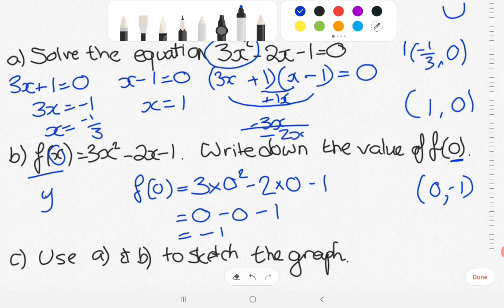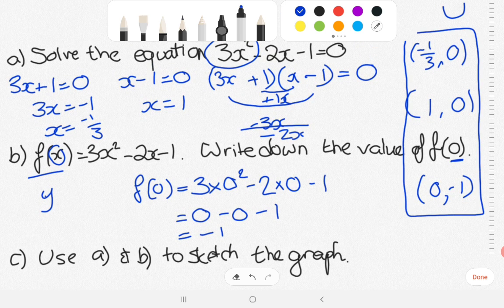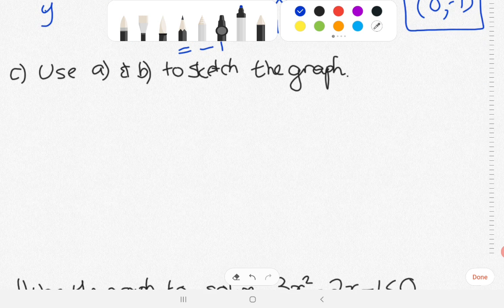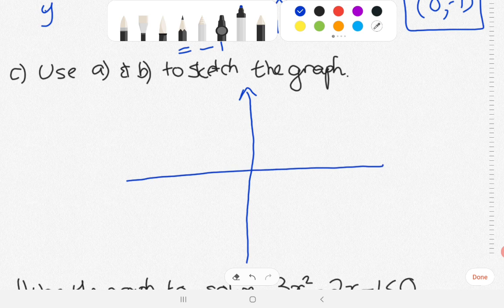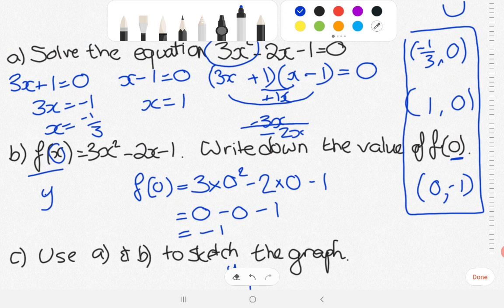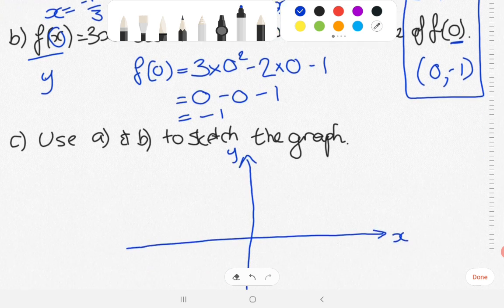So I've now got these 3 coordinates that I'm going to be using when I do part C, where it's asking me to use the answers to A and B to sketch the graph. Now your graph's going to be a heck of a lot neater than mine is. Still not found a straight line tool on this. So what have we got? We have got that it crosses the x-axis at minus a third, 0 and at 1, 0.